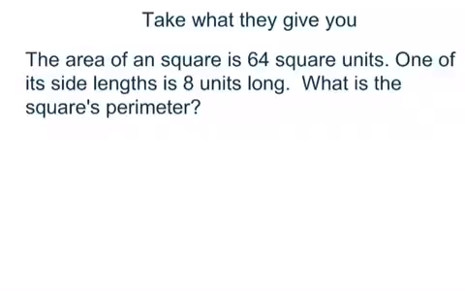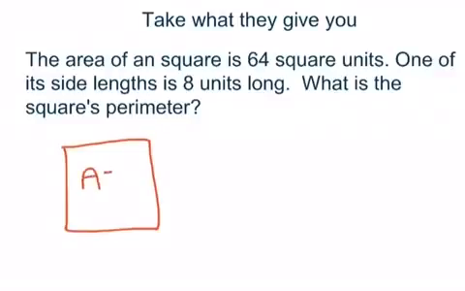First of all, we've got to see it. So here's my square, and I know that the area is going to equal 64. I also know from the data here that one of its side lengths is 8. What is the square's perimeter? My real goal here is to find the perimeter of this square. Using what I know, a couple of things here.